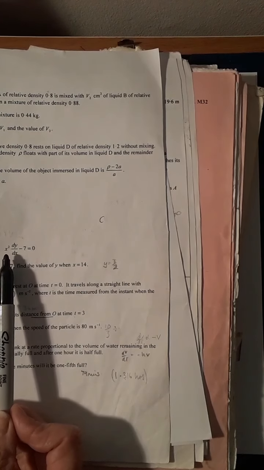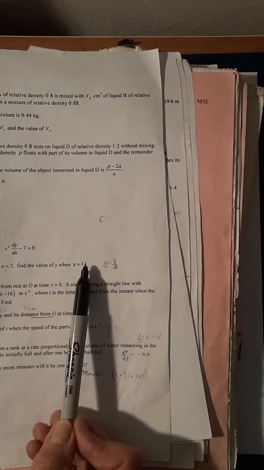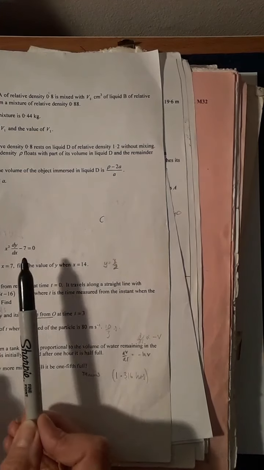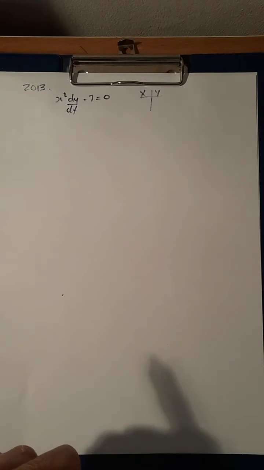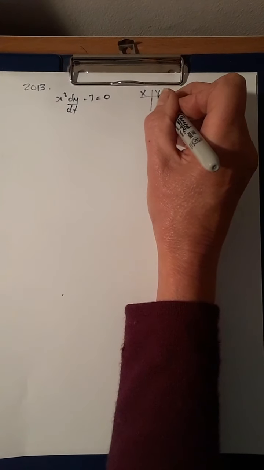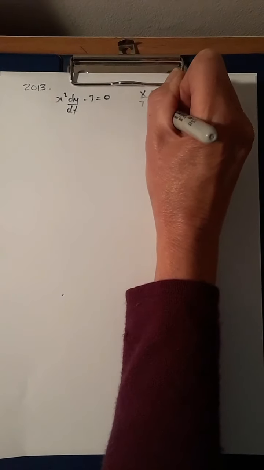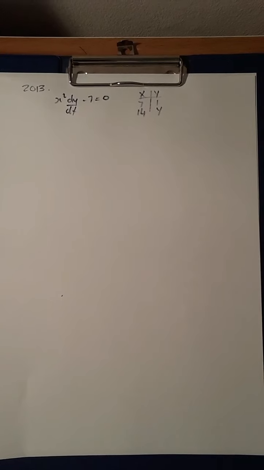We're given an equation and we are told the limits, and we're just asked to find the value of y when x is 14. Okay, so the equation is x squared dy dx minus 7 equals 0. We know that y is 1 when x is 7, so I'm going to fill in that information. I want to find the value of y when x is 14. So I'm going to use limits for this one to make it easier.